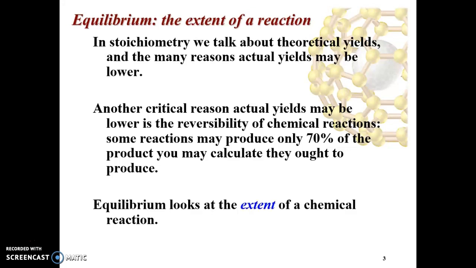So equilibrium is really a look at the extent of a chemical reaction. How far along the process is it complete? Is it 100% complete, which would be a go to completion reaction, or does it establish equilibrium, which means it maybe only goes 30% or 50% or 70%. Each reaction is different.